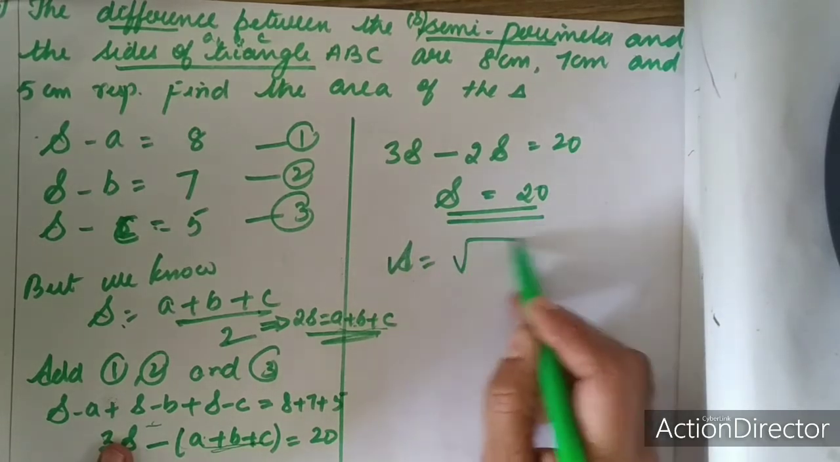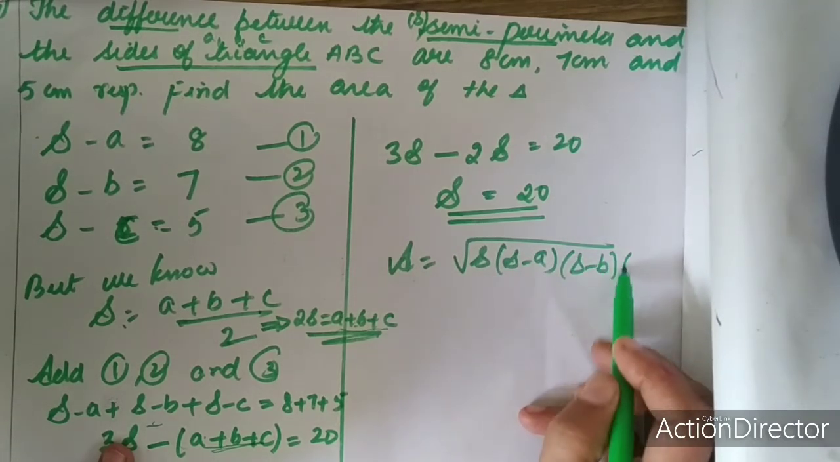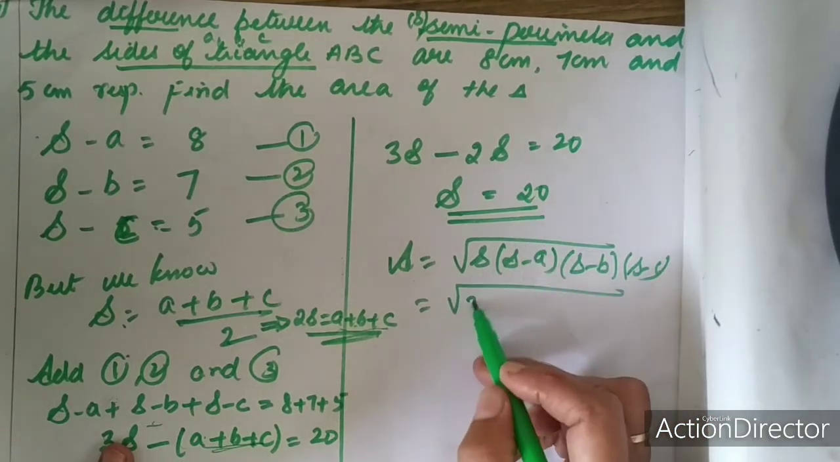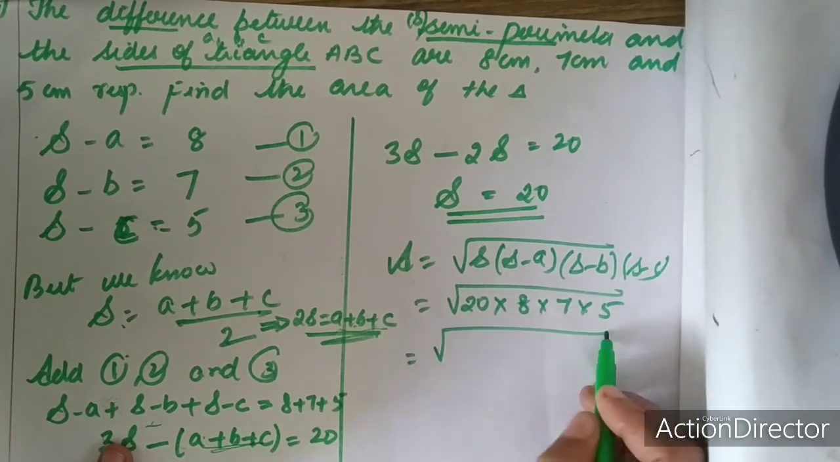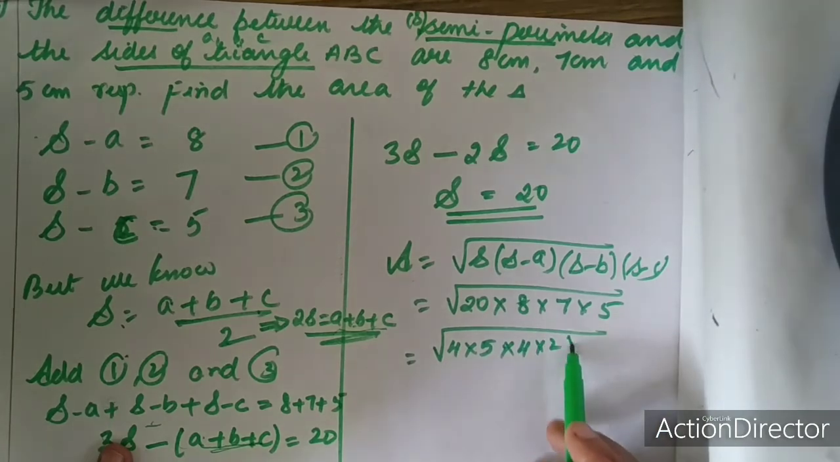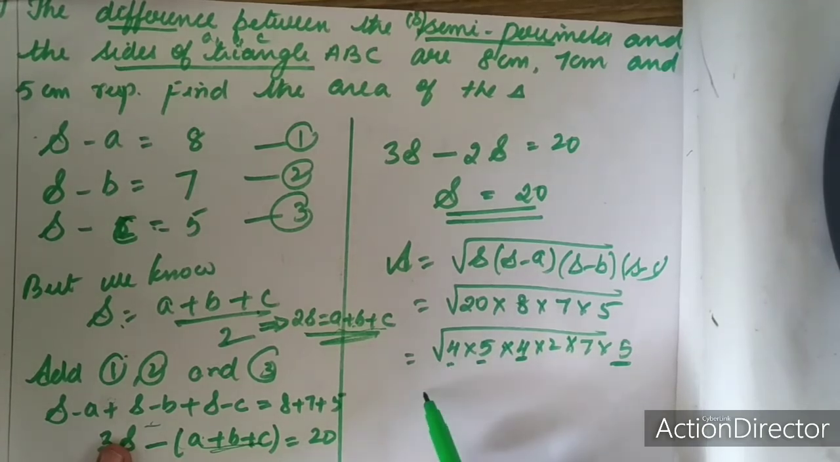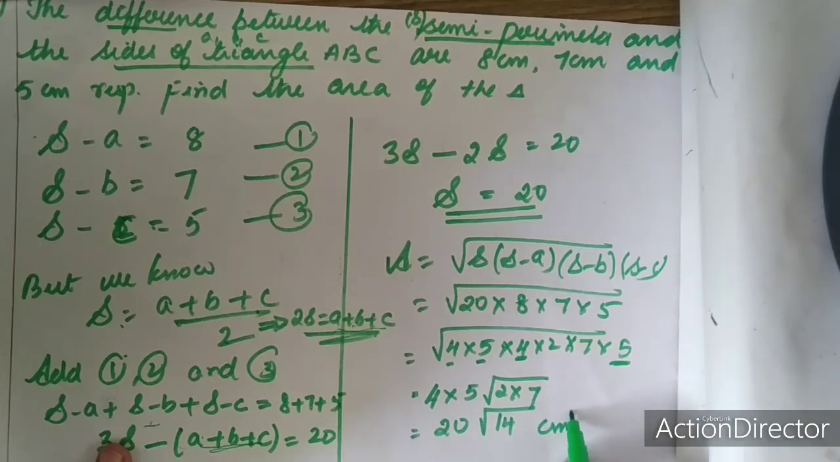What is the formula for area? Root of S into S minus A into S minus B into S minus C. So this is equal to, what is S? S is 20. This is 8, 7 and 5. So this 20 can be written as 4 into 5. 8 can be written as 4 into 2 and this is 7 into 5. So I am having 2 times 5 and 2 times 4, so it can be taken out. 4 into 5, what is left out? 2 into 7. So this is equal to 20 root 14 centimeter square.